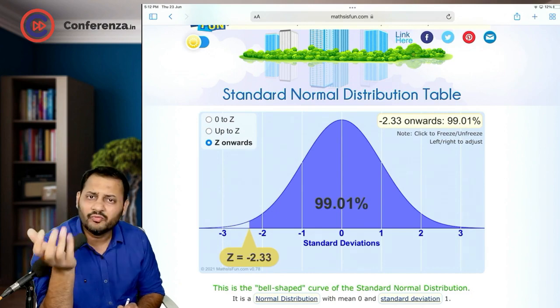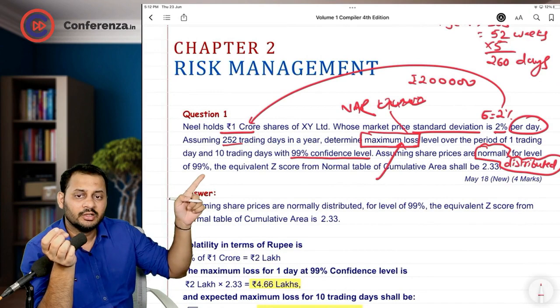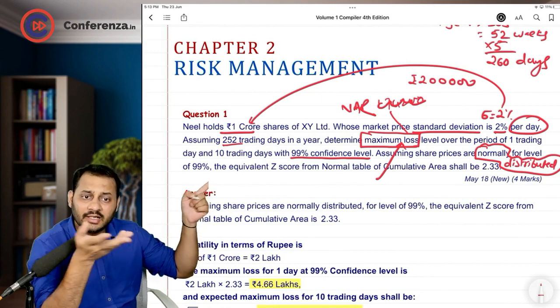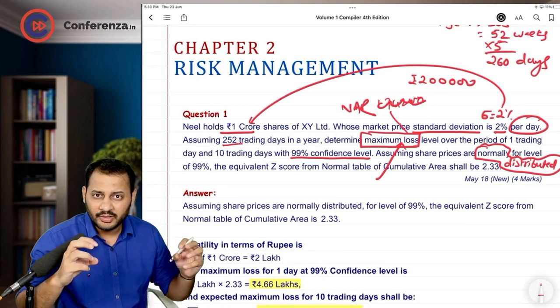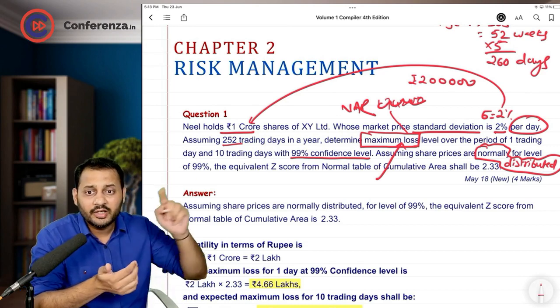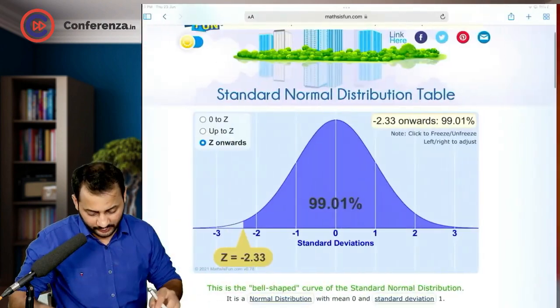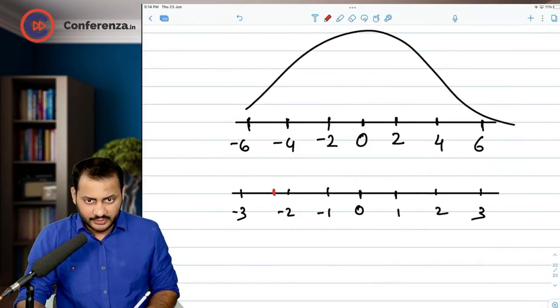Now you don't have to worry about this because it is already given in the question, and it will be given most of the time. The equivalent Z-score from the normal table of cumulative area is 2.33. That is what it is saying. That means on the normal table, 2.33 is the point where you can clearly say that we are 99% confident. Okay, great. So 2.33 comes down to this point.